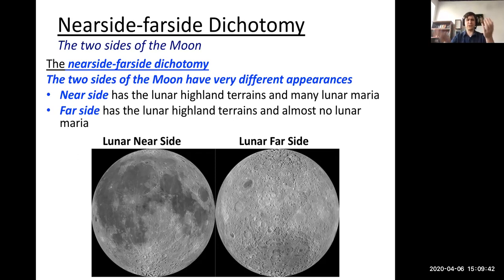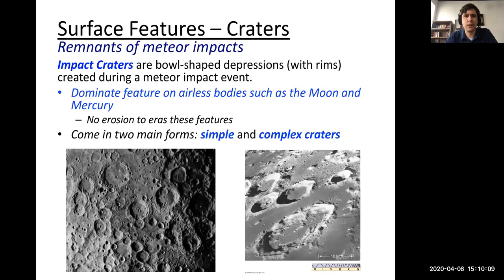So there are two very different faces of the moon. The near side with Maria and cratered highlands, and then the far side, which is almost all cratered highlands. Whenever we have a dichotomous appearance like this with a planetary body, and in this case, the near side of the moon is dichotomous to the far side of the moon, we call this the near side, far side dichotomy. And dichotomy just means two separate things that are different.